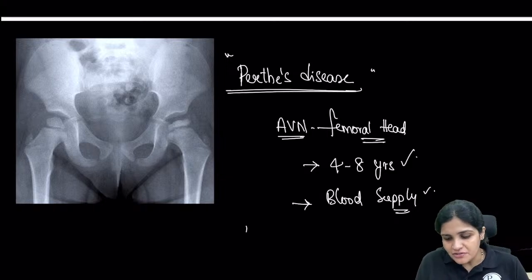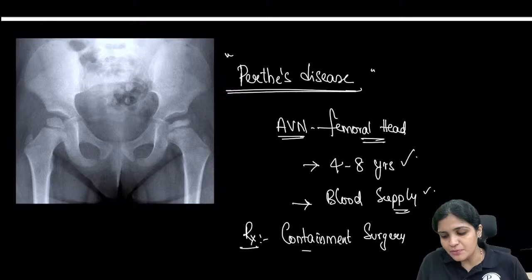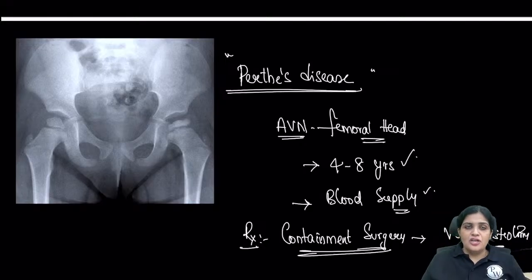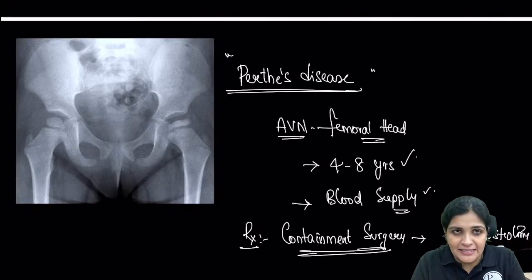Okay, so what is the treatment for Perthes disease? You have to just remember the treatment is containment surgery. That means you have to see that the head is put inside the acetabulum. This is achieved by varus osteotomy. We'll do the varus osteotomy and put the head inside. Once it is staying inside, it is a self-resolving disease. You have to just see that the head is sitting inside.